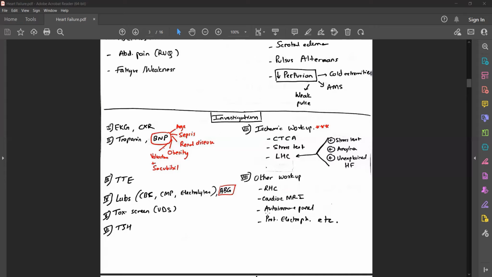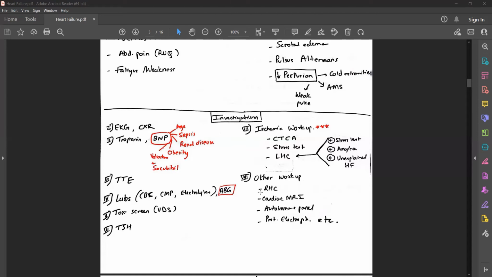Now, other workup like right heart cath, cardiac MRI, an autoimmune panel, and protein electrophoresis. These workups are usually ordered if you're suspecting that the diagnosis is something other than ischemia. Now, right heart cath, the indications and when and how we do it, I will be explaining at the end of the lecture. Let's talk about cardiac MRI.